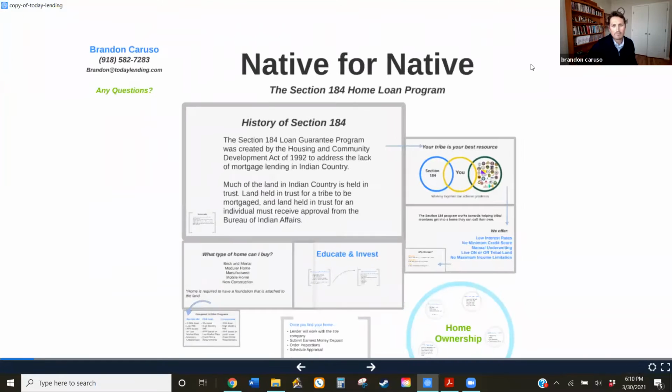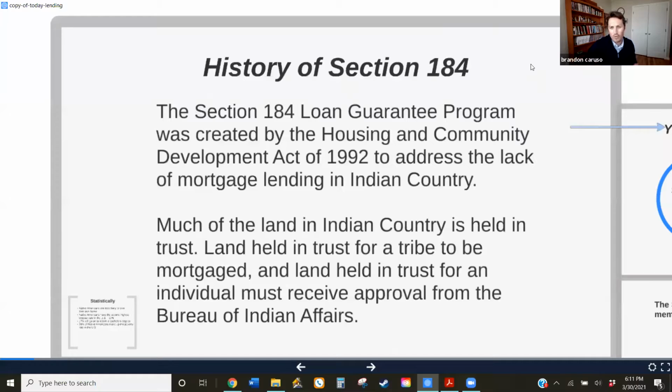So just a quick brief history of Section 184 or HUD-184 and why it's here. It's here to address some concerns. The Section 184 Loan Guarantee Program was created by the Housing and Community Development Act of '92 to address the lack of mortgage lending in Indian country. So much of the land in Indian country is held in trust. Land held in trust for a tribe, or land held in trust for an individual, must receive approval from the BIA to be mortgaged. Now, having said that, most of our loans are not in trust. We have a handful of them going on at any time. However, most of the time it's just on your regular fee simple land. So your regular home, anywhere in Kansas and Missouri, is usually in fee simple.